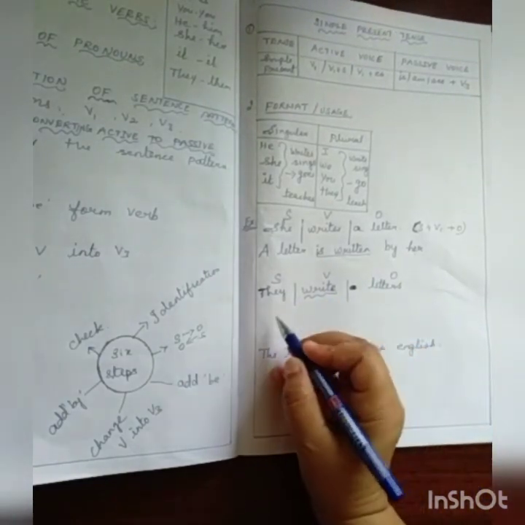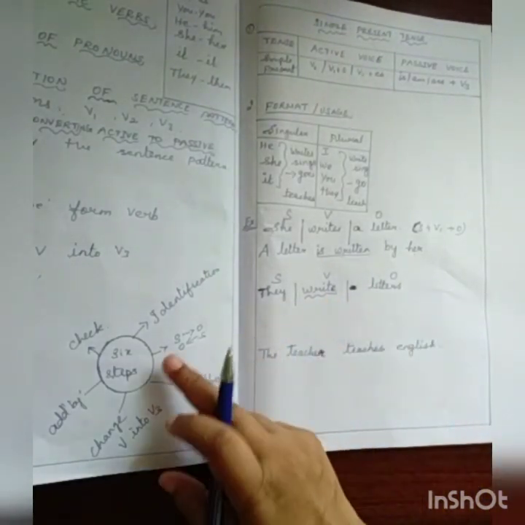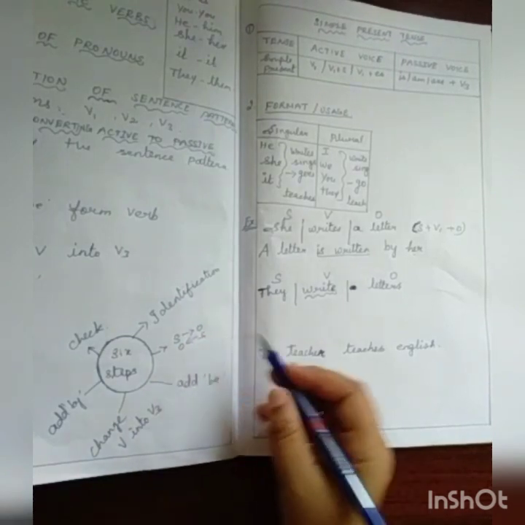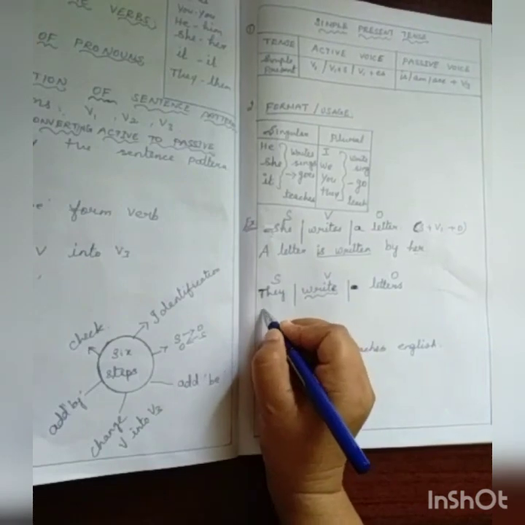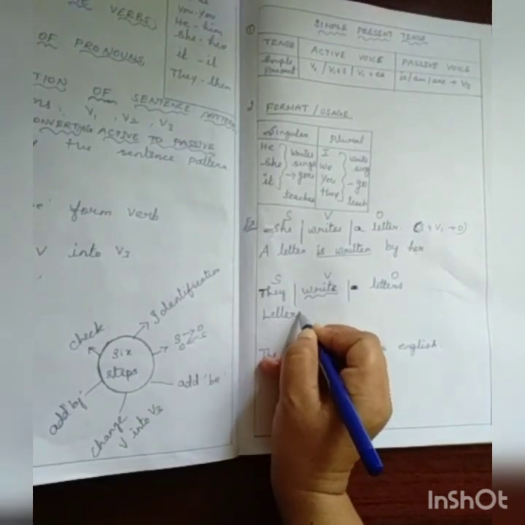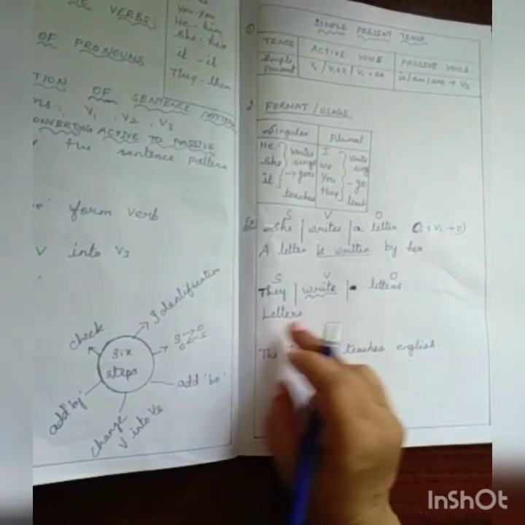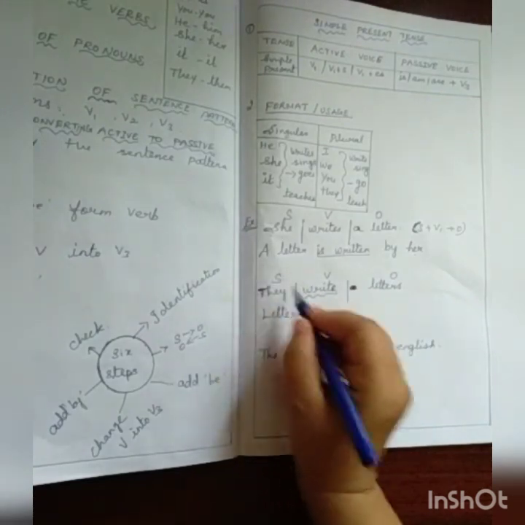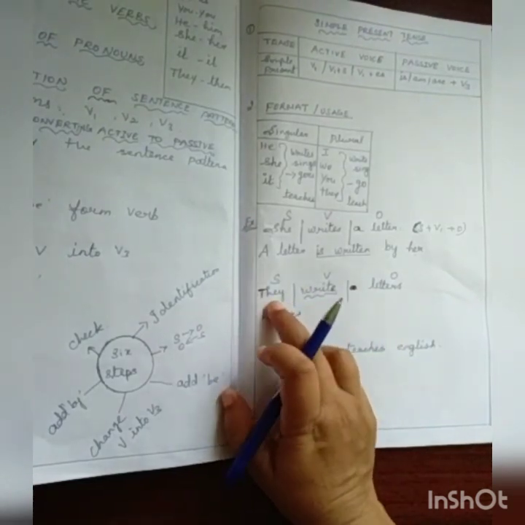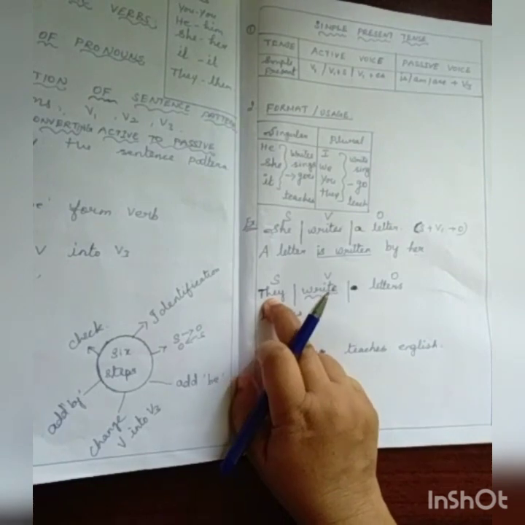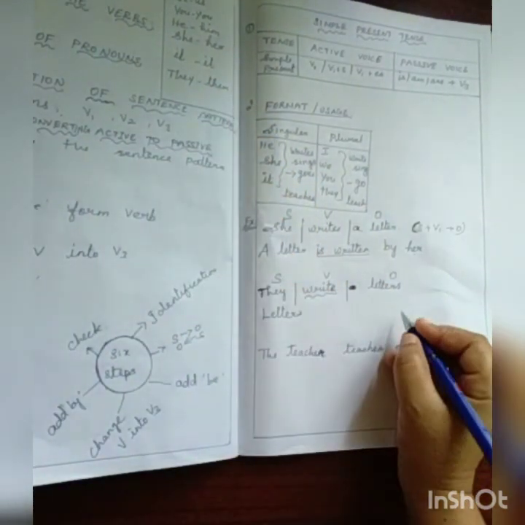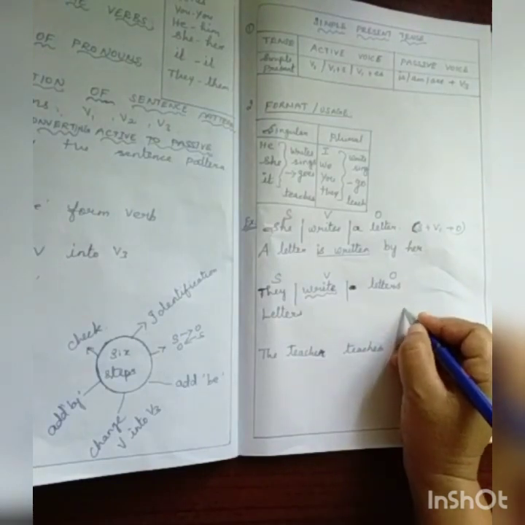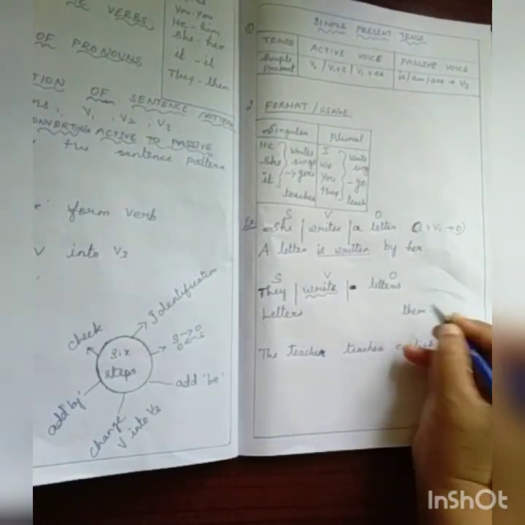Now you have to apply the second step, subject into object, object into subject. Here the object is letters, so letters you change to the subject place. Which one is the subject here? They. According to that tabular column, they will become them. So here you are going to write them, right?